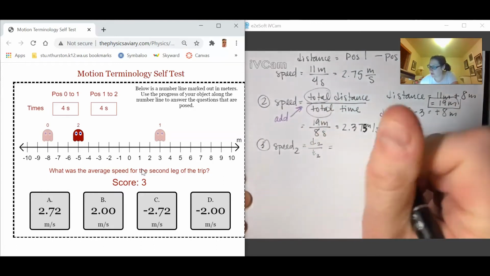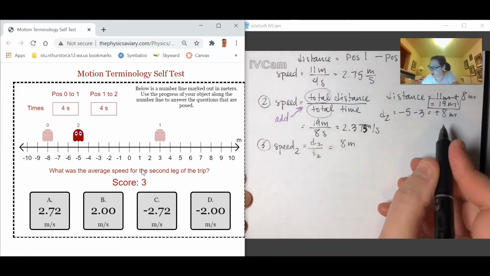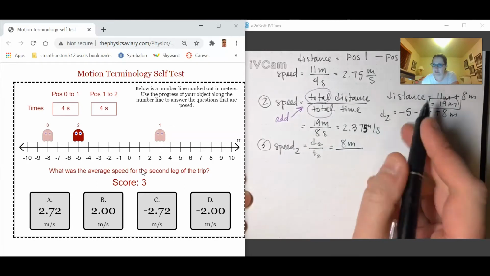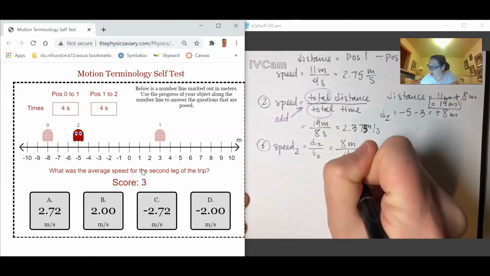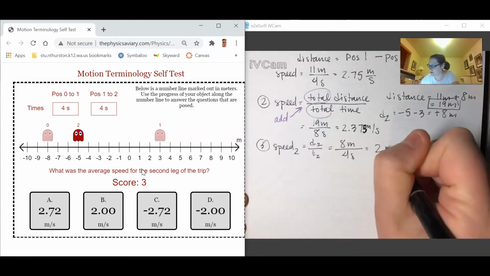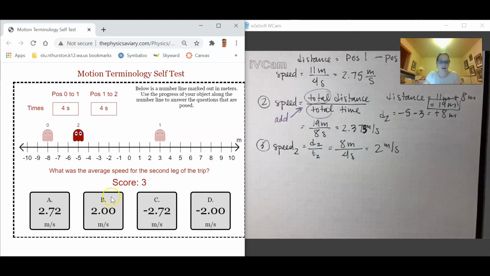Okay, well, I figured out my distance was 8 meters in the last problem, right up here. There's my 8 meters. Rewind if you're not sure. And then my time is 4 seconds. Ooh, that's an easy one. 2 meters per second is going to be my speed. That's a positive number. There we go.